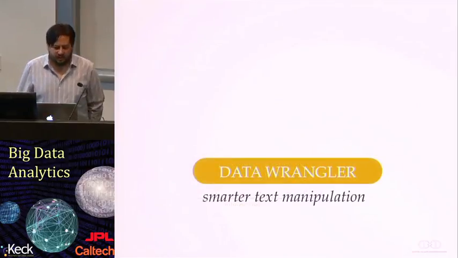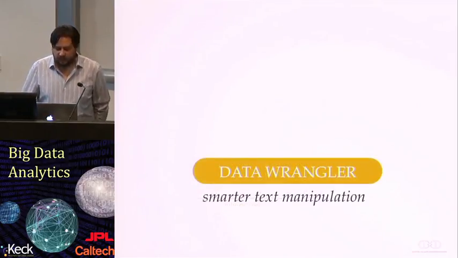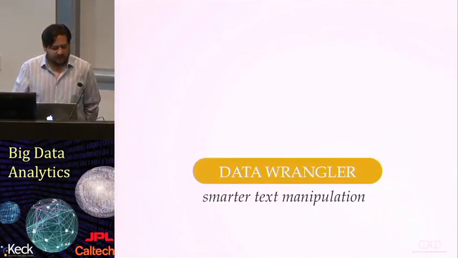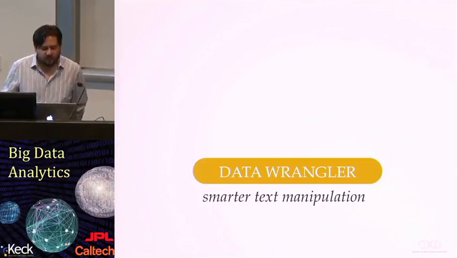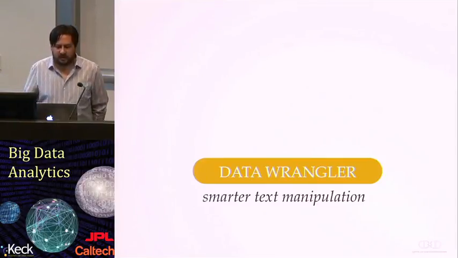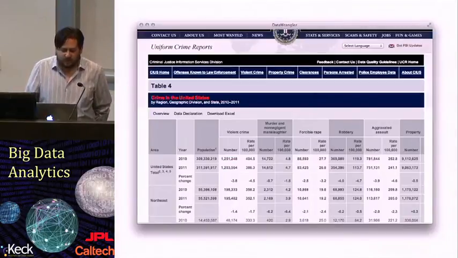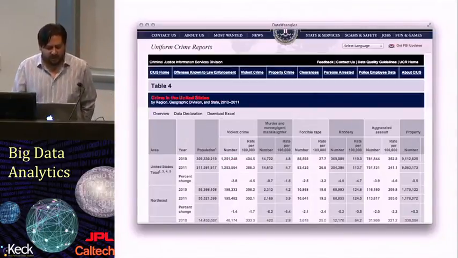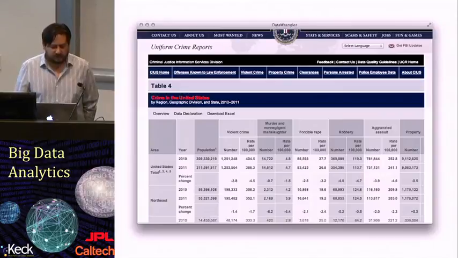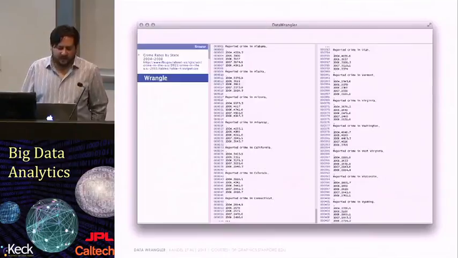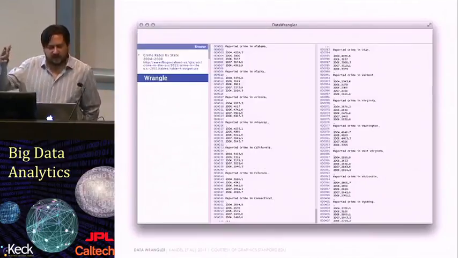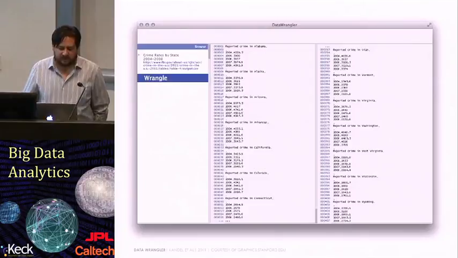There has been work being done on that. There's this work that came out of Stanford, which is called Data Wrangler, which is an attempt to do smarter text manipulation to convert mangled, confusing data files into cleaner tables. So for instance, let's look at this table data from the FBI, which shows crime per state. It has a very nice table, and if you press download, it gives you this data file, which has state and then the crime rates for the last 5 years.